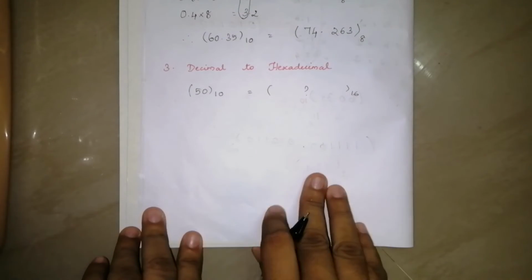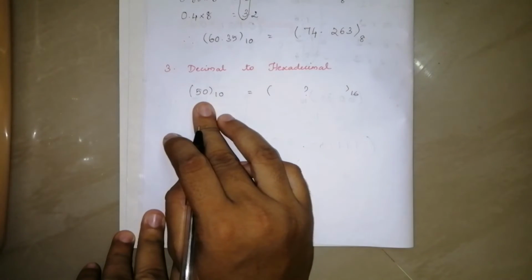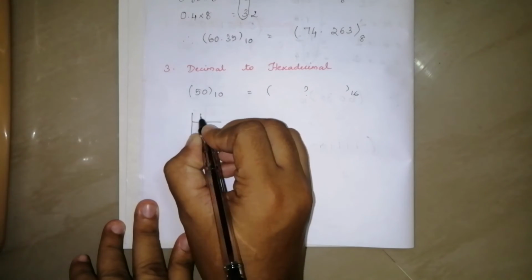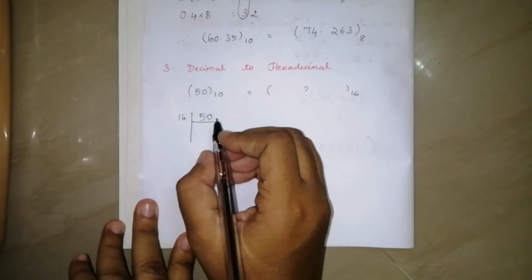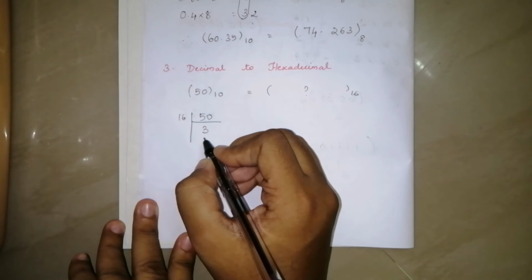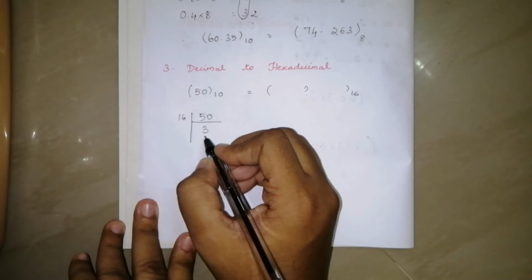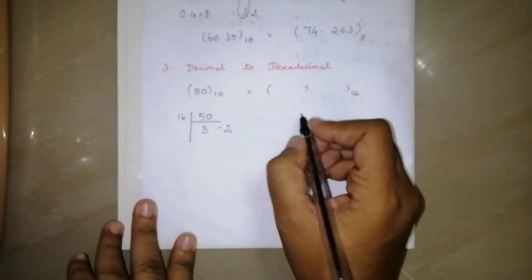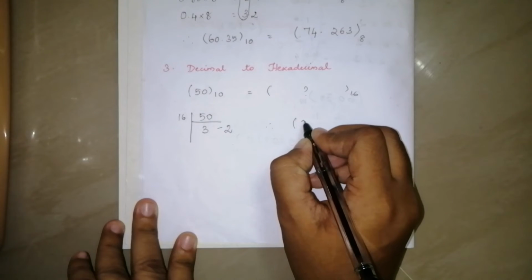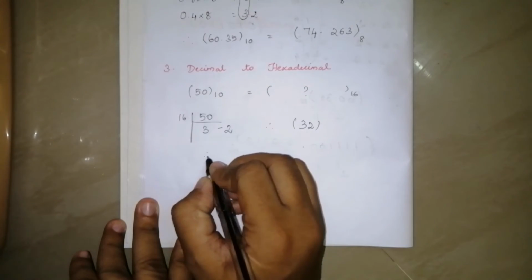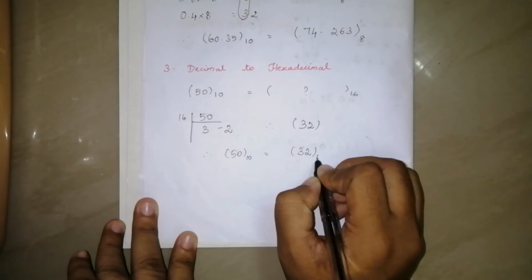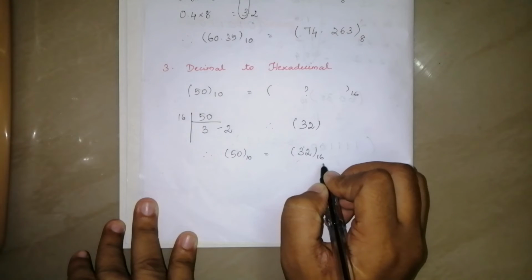Then the next topic is decimal to hexadecimal. First consider the example 50. As we know, the base of hexadecimal is 16. So here we have to divide the number 50 by 16. 16 threes are 48. The remaining is 2. Therefore, the hexadecimal equivalent of 50 is 32. We represent this as 50 of base 10 is equal to 32, and we have to write it with base 16.